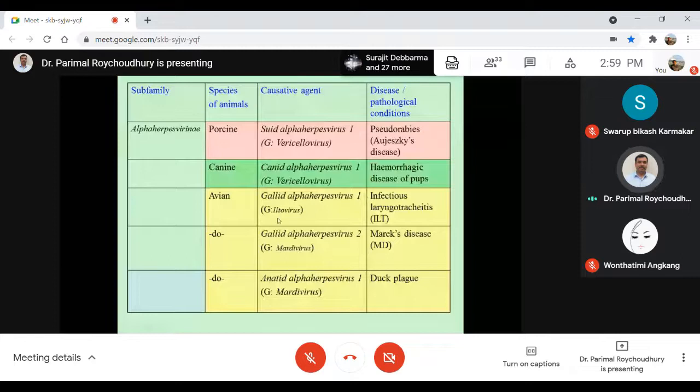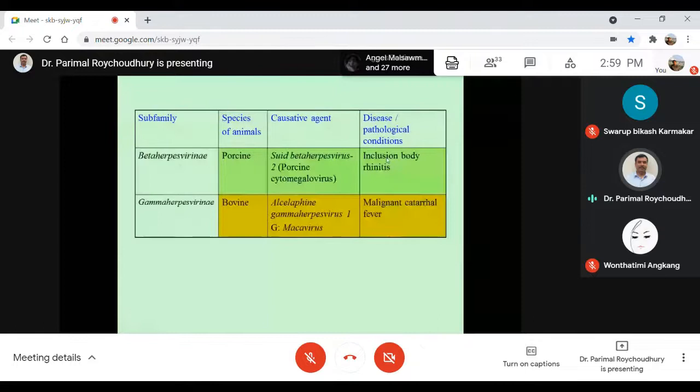Then a third important disease, considered to be the most fatal disease in ducks, is duck plague, which affects all groups of ducks and causes very heavy mortality. It is caused by anatid alpha herpes virus 1 under the genus Mardivirus. These names are as per the latest ICTV classification. Besides this, in the beta herpes viruses there is inclusion body rhinitis, and in the gamma, malignant catarrhal fever, which we are going to discuss. So likewise, these are some of the important diseases in animals under the Herpesviridae family.